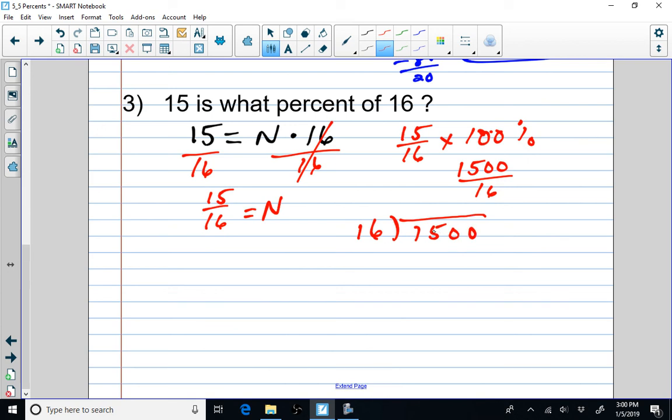Well, 16 doesn't go into 15, but 16 into 150. I'm going to think that goes 9 times, because 16 times 10 would be 160. So it's probably going to be 9. 9 times 6 is 54. Put down the 4. Carry the 5. 9 times 1 is 9, and 5 is 14. I subtract, I get 6, bring down the 0.